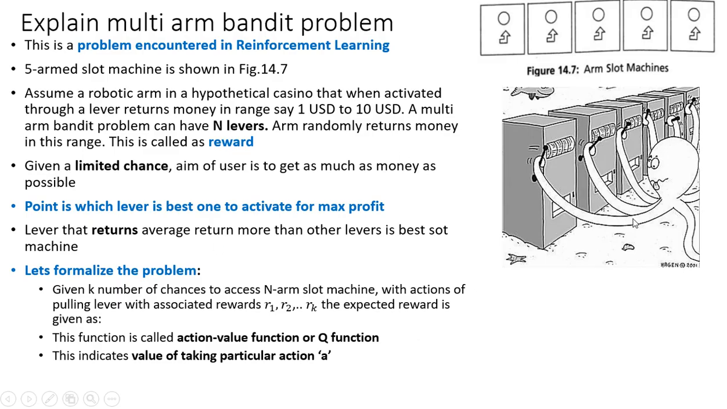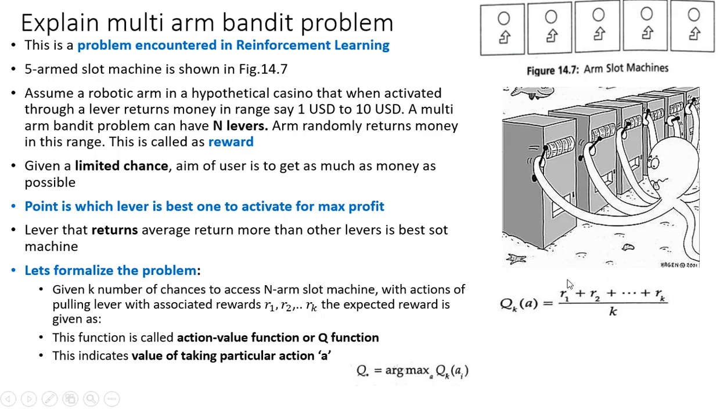So how do you formulate this problem mathematically? Let's say I have k number of chances to access this n-arm slot machine, and for each machine I will associate a reward. This reward for this machine is R1, this is R2, and so on. You have to come up with a function. The function is called the action value function. You perform an action, and the value that you get is also called the Q function. Based upon that value, we again take an action A. So this is the formulation in a mathematical sense.